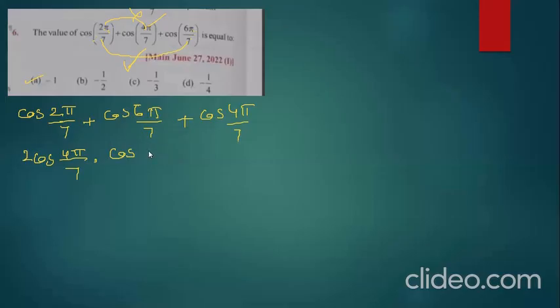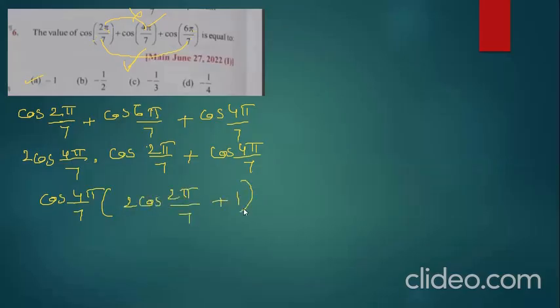Okay, right. So 2 cos 4 pi by 7 into cos 2 pi by 7, plus cos 4 pi by 7. You observe these two terms. Can I take cos 4 pi by 7 as common? Yes. Cos 4 pi by 7 into (2 cos 2 pi by 7 plus 1). Okay, understand? Now you see, cos 4 pi by 7 into 2 cos 2 pi by 7.